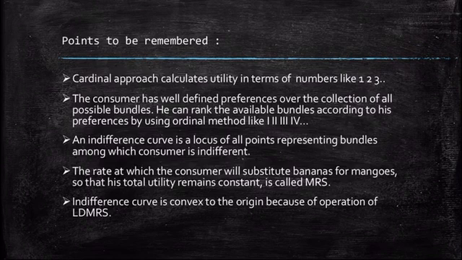For that reason, economists like J.R. Hicks and R.G.D. Allen came with ordinal utility analysis, which is more realistic in nature. According to ordinal utility analysis, the utility cannot be calculated, but it can only be compared. And then we came to the indifference curve analysis.